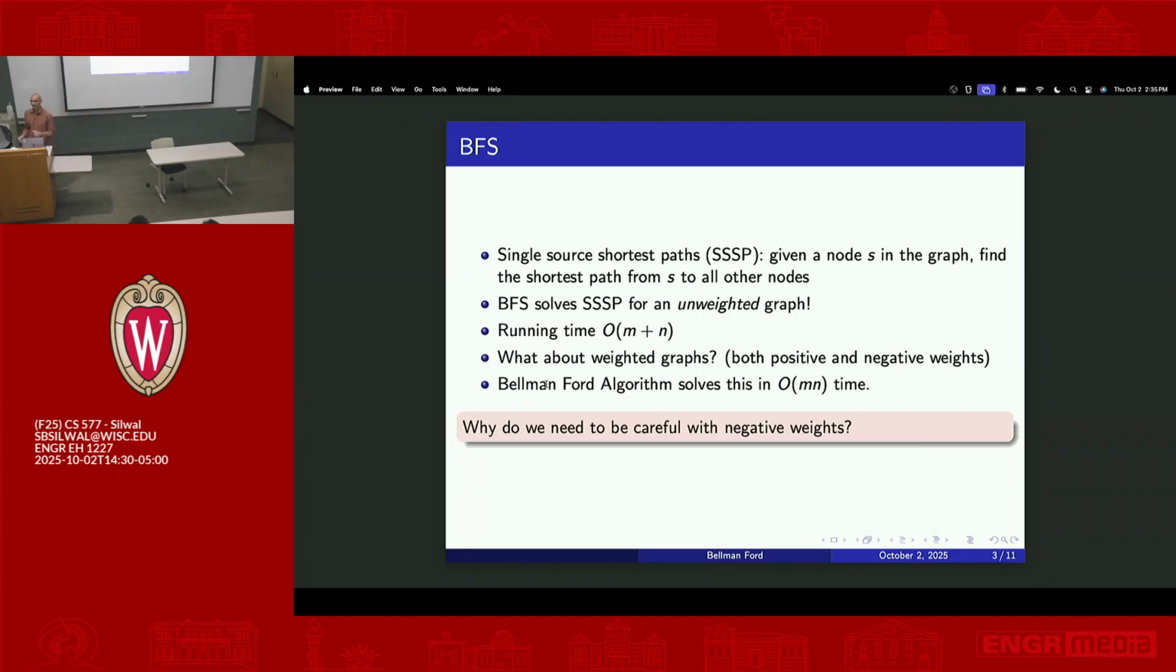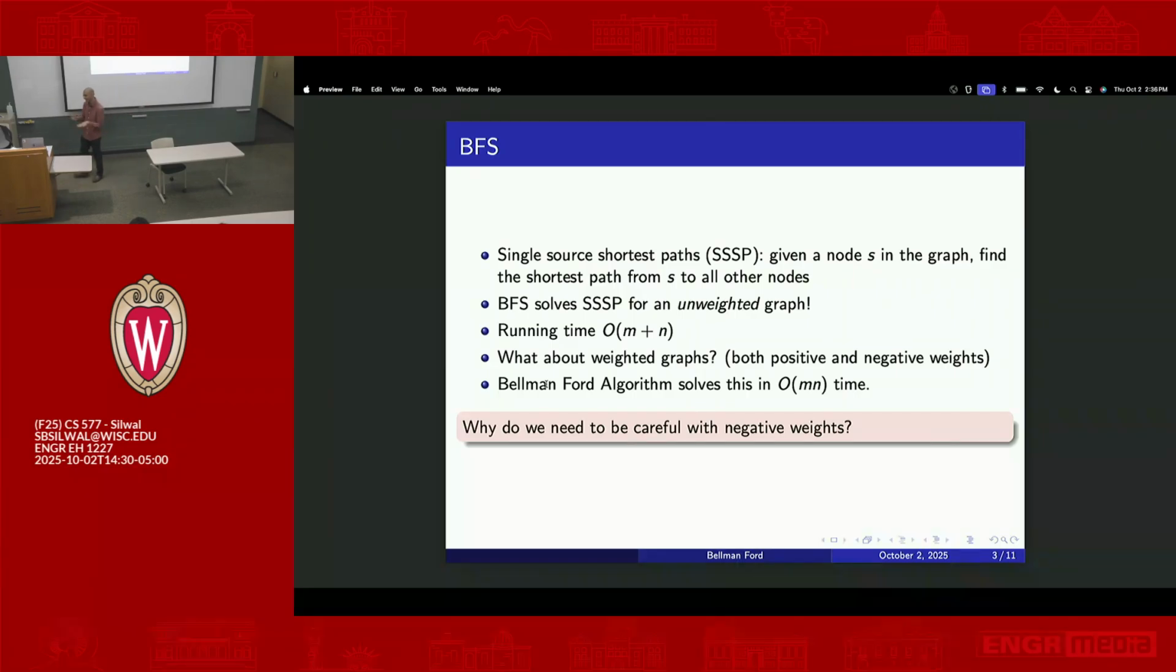Or you can think of it like some roads have tolls, right? And the roads that don't have tolls have negative weight because I'm incentivized to go on them, okay? So in general, I just have a graph. The edges can have both positive and negative weights. I give you a node, and I want to find the shortest way to go from that node to all the other nodes, okay? So that's the problem.